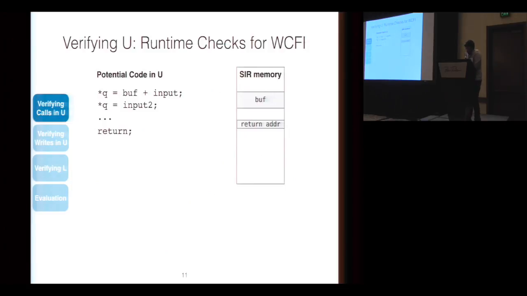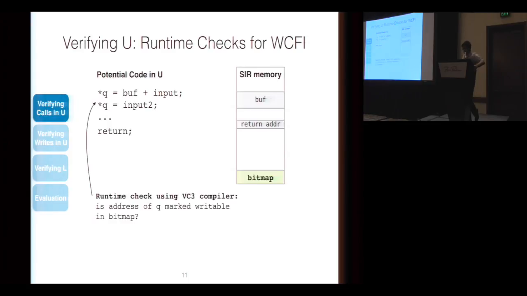Now, while weak CFI is a nice property to have, the code that the developer writes may not satisfy the property. So wouldn't it be nice if we can actually transform the untrusted code from the developer to actually give us this guarantee? And we'll do just that using certain runtime checks. So we'll use a compiler that was developed as part of the VC3 effort to introduce certain runtime checks in the code. And the way the runtime checks work is as follows.